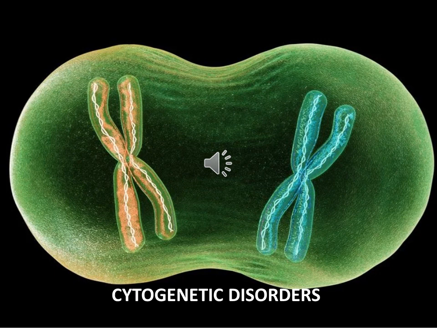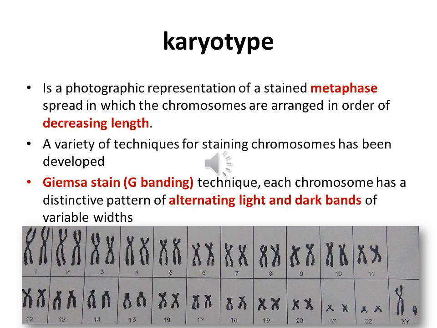In this chapter, we're going to talk about some basic information of genetics, and then we will continue with cytogenetic disorders and associated diseases and explain some different molecular methods to detect these types of disorders. A karyotype is a picture of chromosomes.